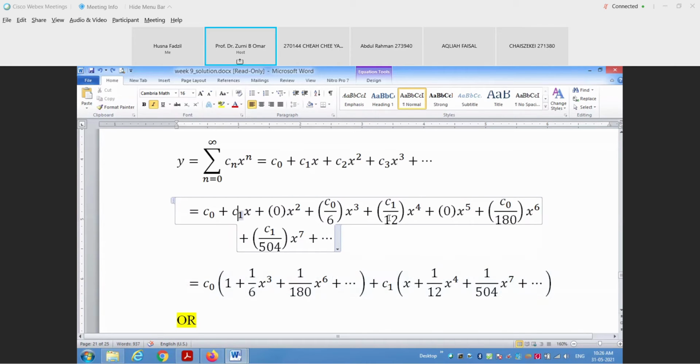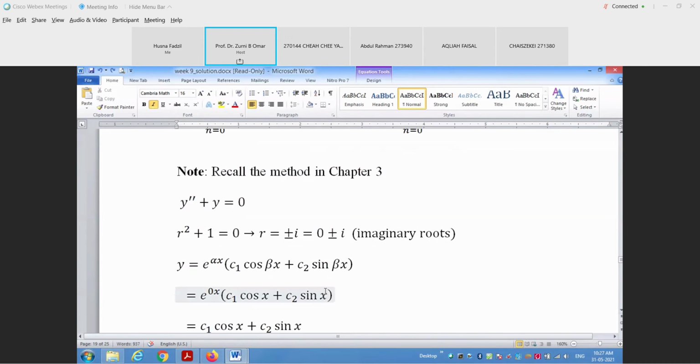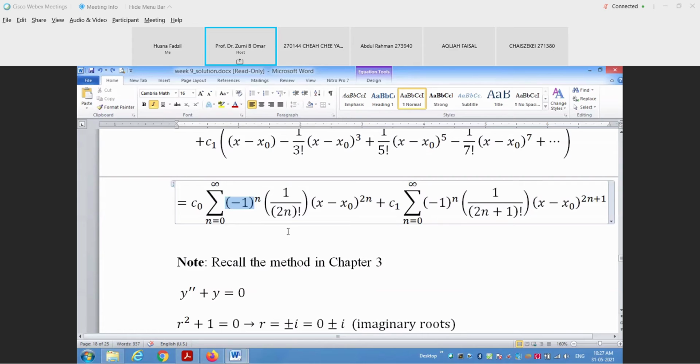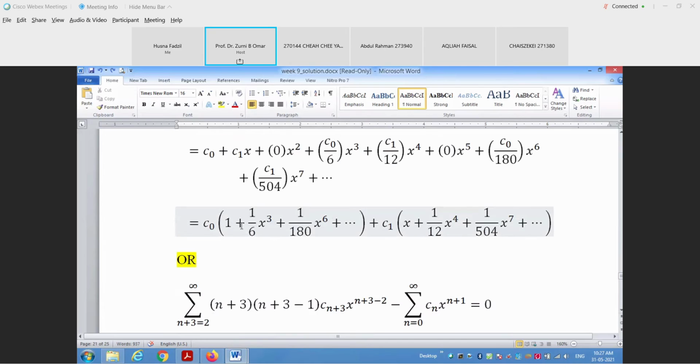To get C1 12 over 12 x power of 4, you multiply C1 with 12 over 12, you get C1 12 over 12 x power of 4. Similarly, for this, you multiply C1 with 1 over 5 over 4 x power of 7. You cannot get the general formula for this, so you just leave it like that. We cannot see the general form as we did before. Here we can find the general form like this, but for this one we cannot find it, so you just leave it as it is.